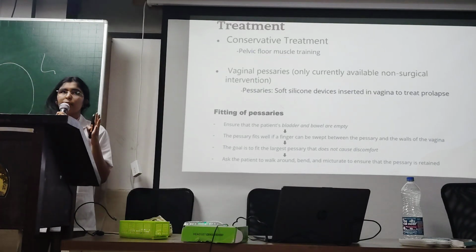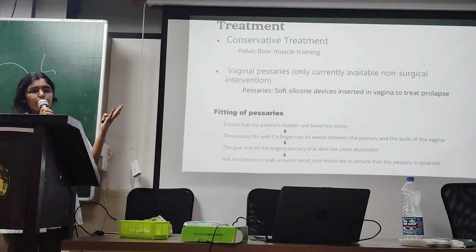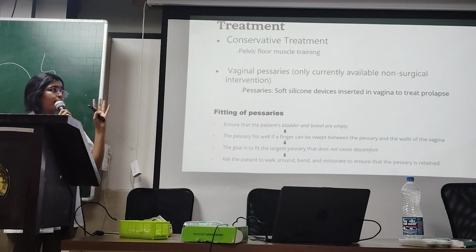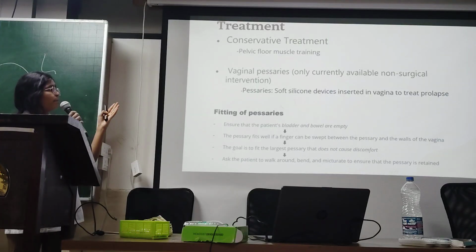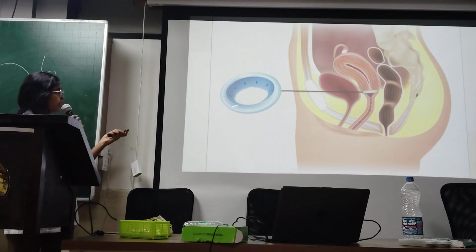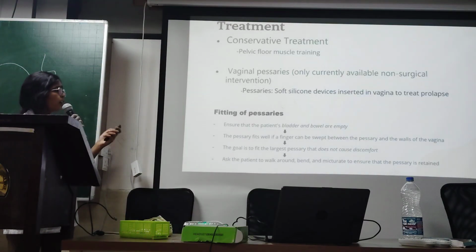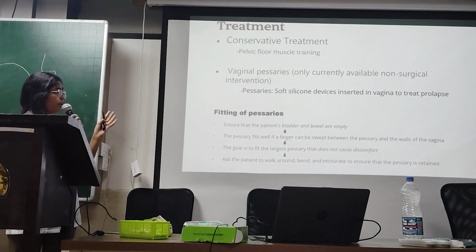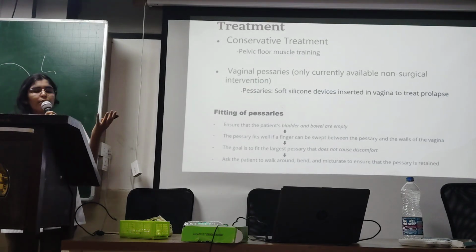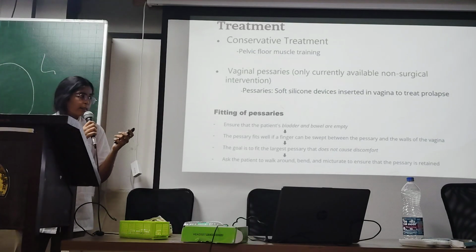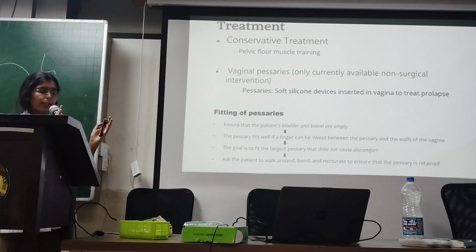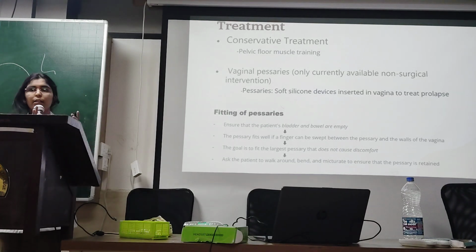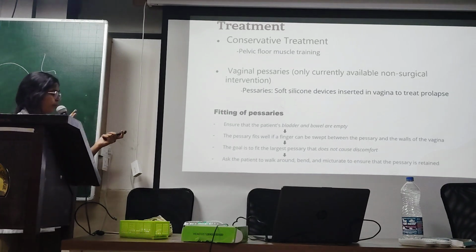Now, pelvic floor muscle training doesn't necessarily treat the uterine prolapse, but a higher percentage of women have reported that it treats the symptoms. Vaginal pessaries, this is a pessary. Vaginal pessaries are the only non-surgical option available for the treatment of uterine prolapse. It is a soft silicone device which is removable, and the fitting of pessaries is very important. The medical professional has to ensure that the pessaries are fitted well.